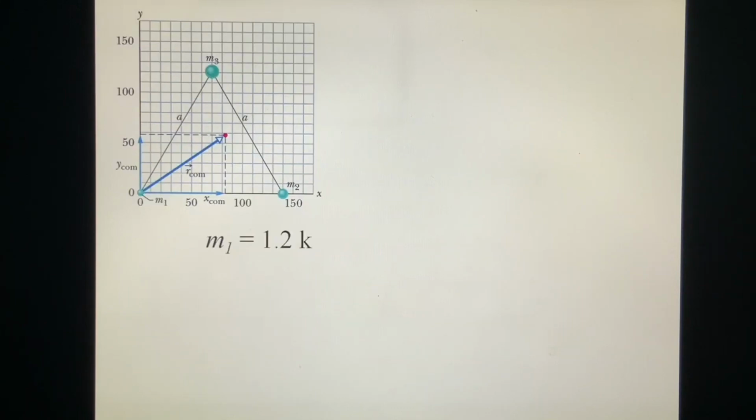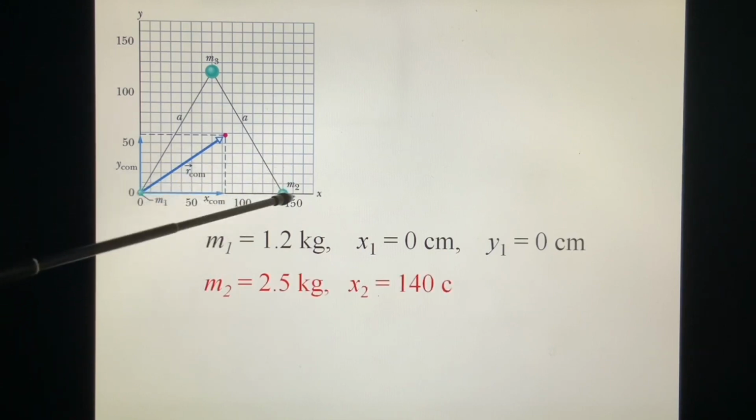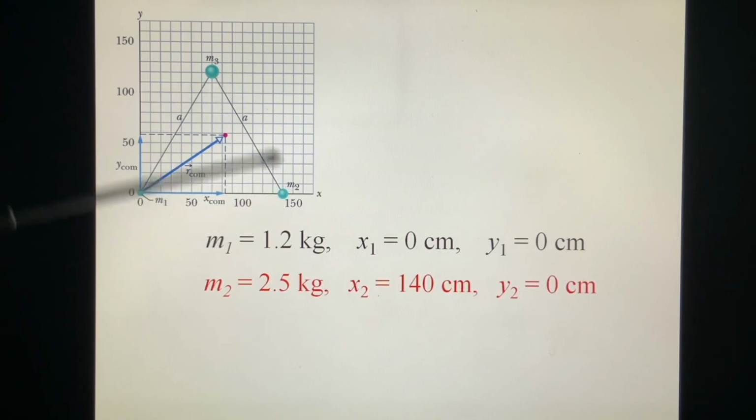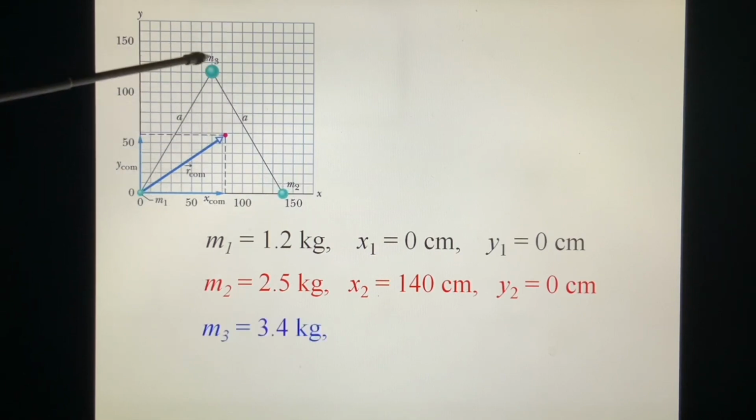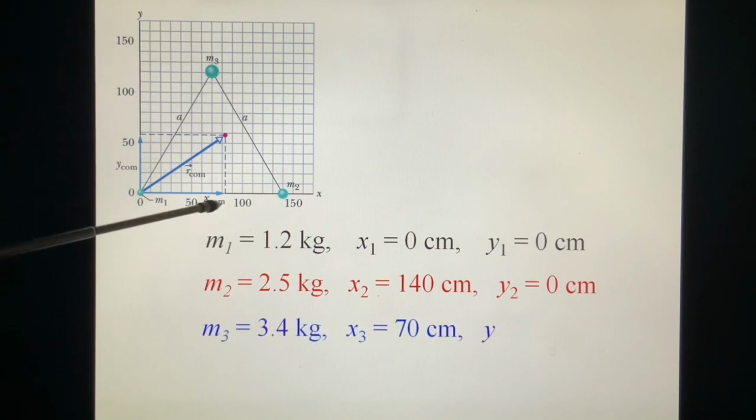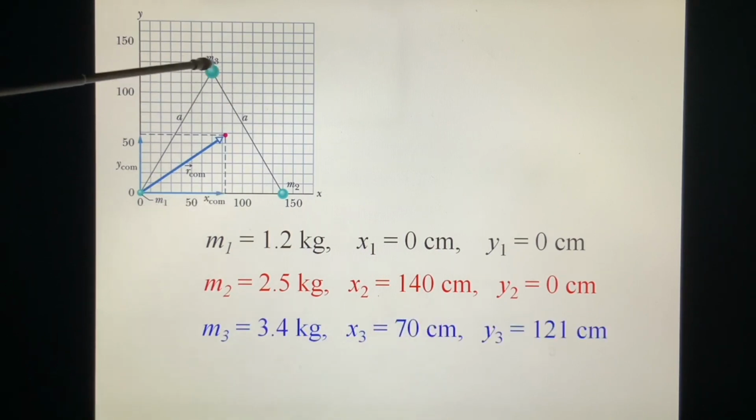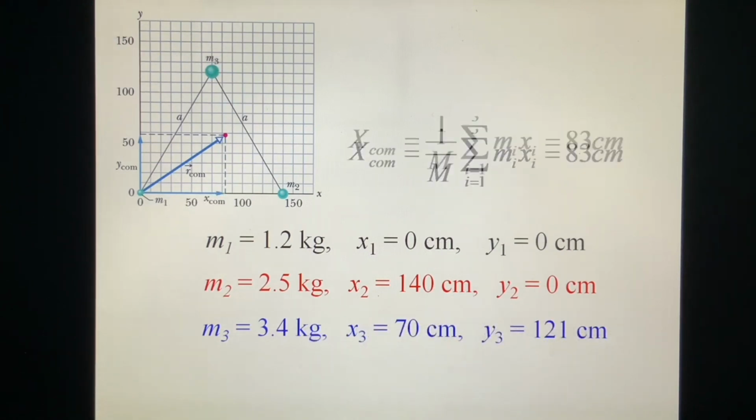We write down all the information. m1 is 1.2 kilograms, x1 is 0, y1 is 0. m2 is 2.5 kilograms, x2 is 140, y2 is 0. m3 is 3.4 kilograms, and x3 is the middle, so x3 is half, 70. y3 we can calculate from this triangle: 121.